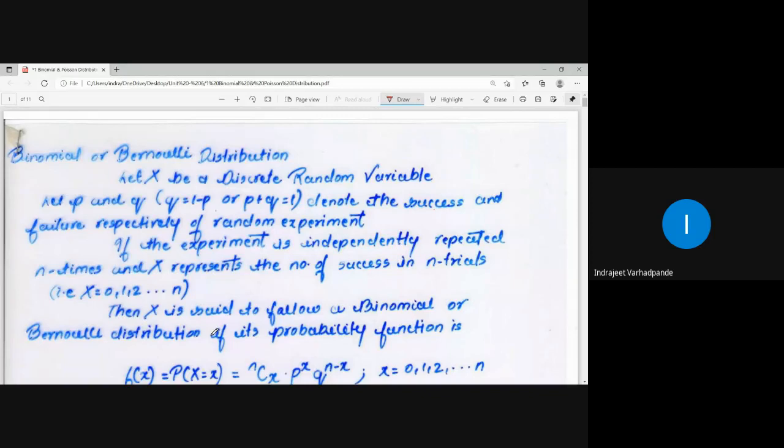The next unit, what we are going to discuss or start with, the topic is probability distributions. Now, what was the necessity for discussing this topic of probability distributions?